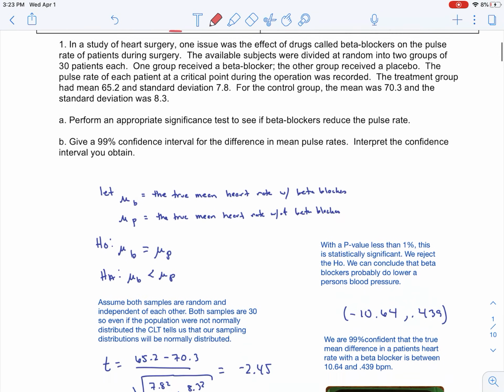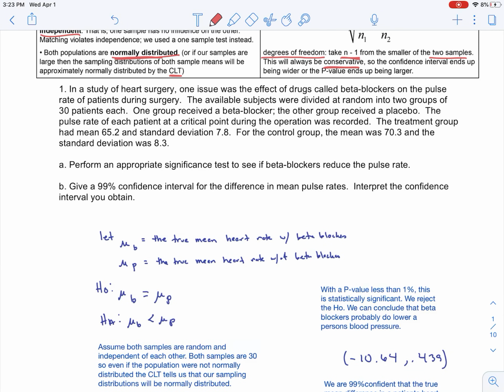Here's a problem. I've already got it worked out, so let's just talk about a few of the key things. This is a problem of two groups, one that received beta blockers and the other received a placebo, and we are measuring pulse rate of patients during surgery. I've got the mean and standard deviation for one group, the mean and standard deviation for the other group, and 30 patients in each group. Perform a test to see if the beta blockers reduce the pulse rate.